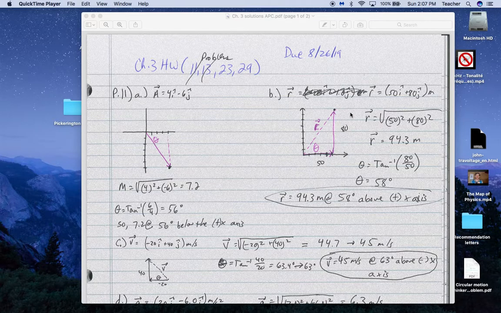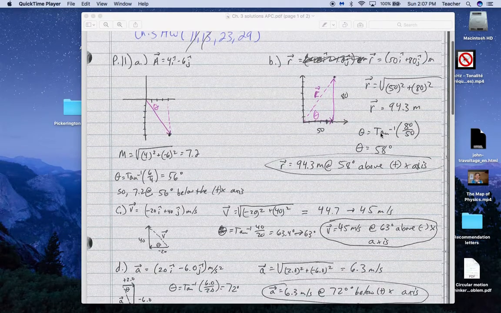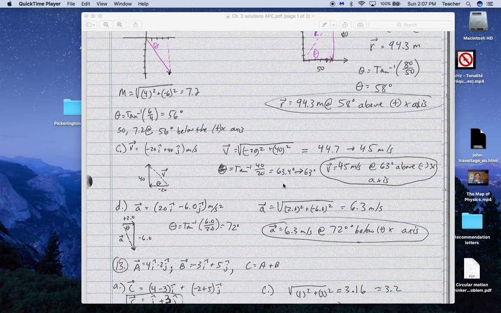The second one here, very similar. This time it had units. It was on the outside of the unit vectors, if you notice. So 50 squared plus 80 squared, 94.3. I should have rounded that to 94, 2 sig figs, but not a big deal. And again, inverse tangent of 80 over 50, 58 degrees, so 94 meters at 58 degrees above the positive x-axis.